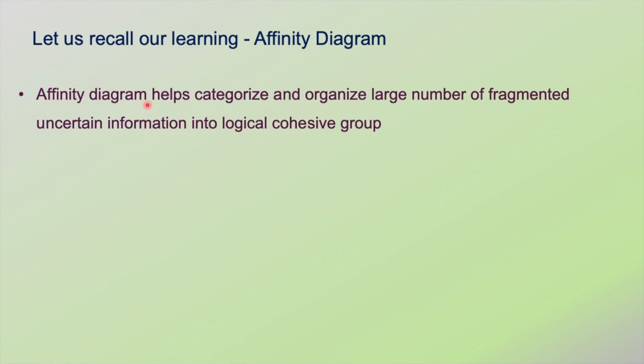Let us recall our learning on Affinity Diagram. We have already seen Affinity Diagram helps categorize and organize a large number of fragmented, uncertain information into logical cohesive groups. Let us say a lot of voices, opinions, and views are coming in the form of verbal data. So in Affinity Diagram, we categorize all the information and then we bring it into logical cohesive groups. That's what we do in Affinity Diagram.